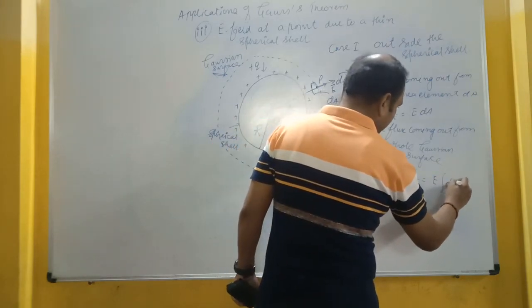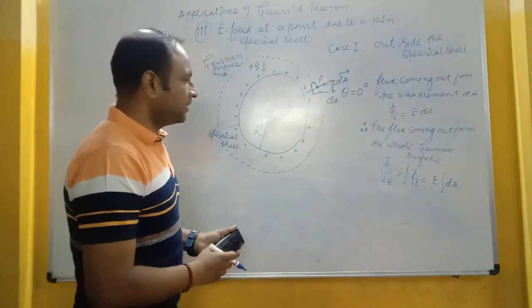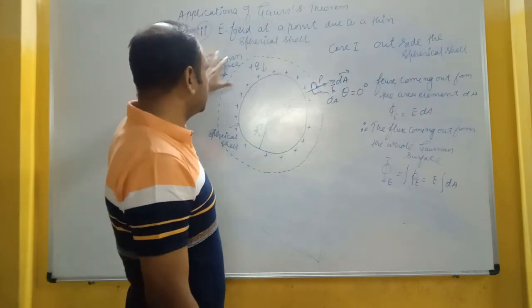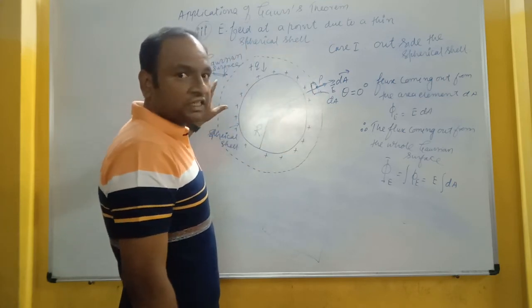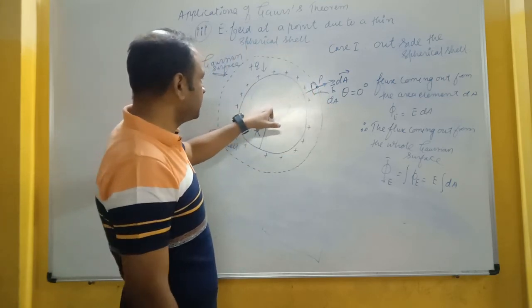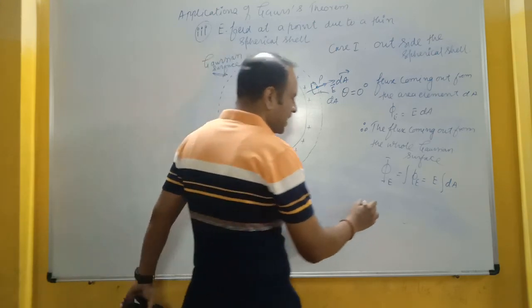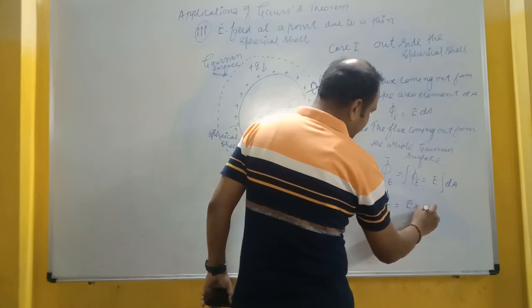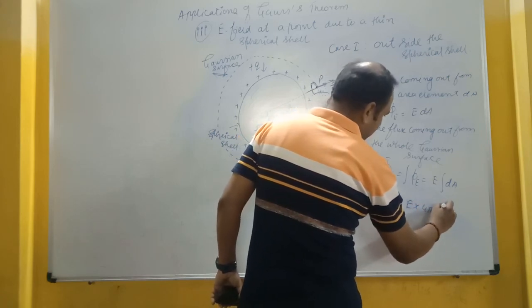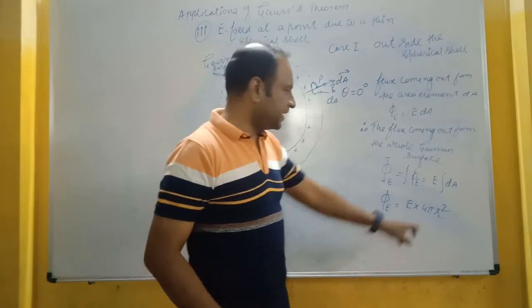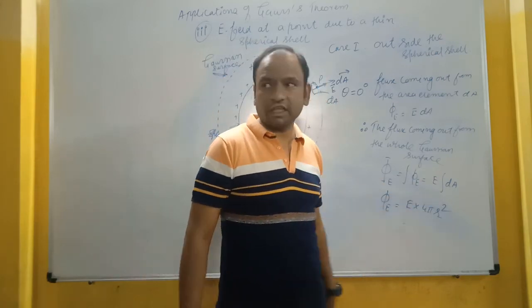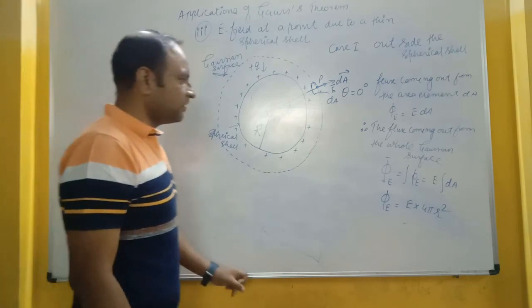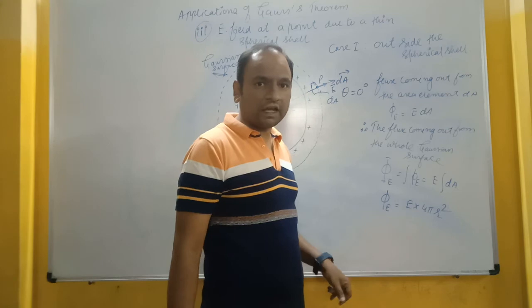What would this dA be? Integration of dA would be the whole surface area of my spherical Gaussian surface. The radius of that is R. Okay, so this phi E would be equal to E multiplied by 4 pi R square. So phi E is equal to E into 4 pi R square. That is equation number 1.